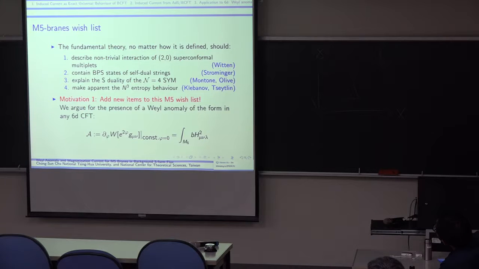Anyway, no matter what the fundamental theory is, we do expect some criteria this theory has to satisfy. For example, it has to contain a non-trivial interaction of the (2,0) tensor multiplet. It should contain BPS states of self-dual strings, and it should explain the S-duality in 4 dimensions. And it should also explain the entropy behavior.